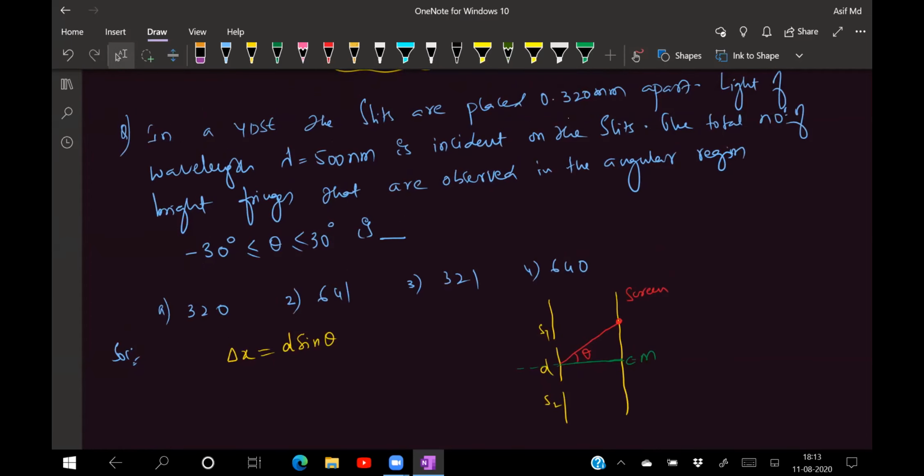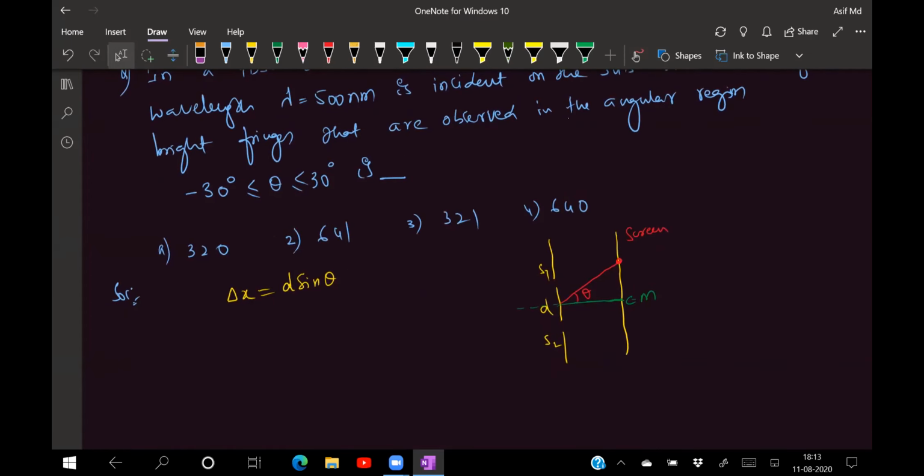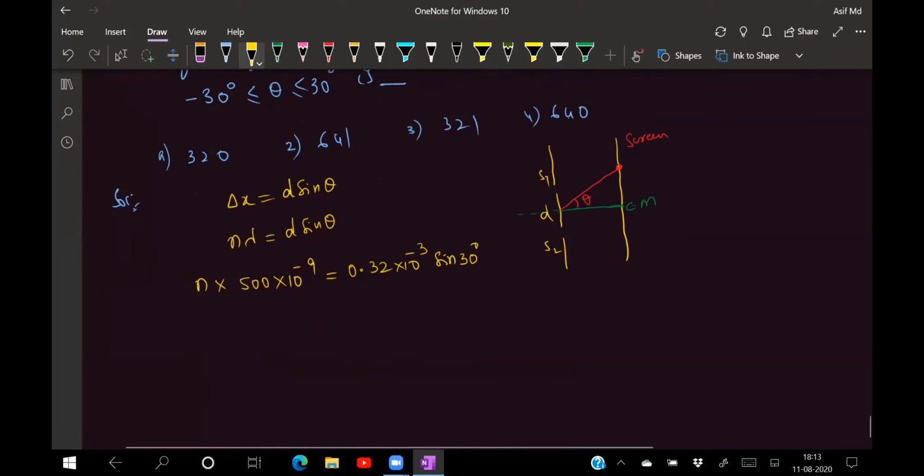The total number of bright fringes is being asked. Bright fringes means delta x equals n lambda, which equals d sin theta. Now we need to calculate the value of n. Wavelength is given as 500 nanometer, 500 into 10 to the power of minus 9, equals small d, which is given as 0.32 mm, 0.32 into 10 to the power of minus 3, into sine of 30 degrees. Now simplify for the value of n.